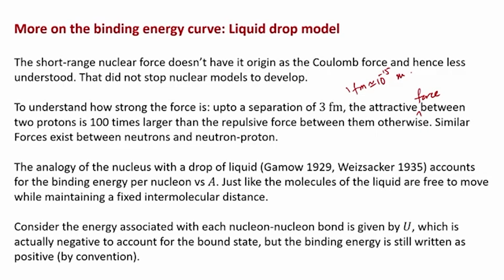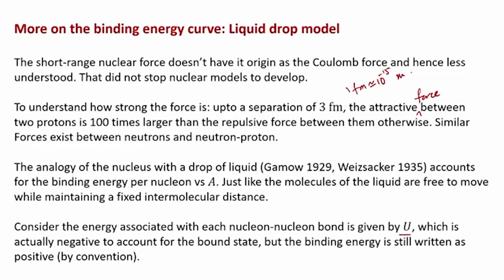So, consider that the energy associated with each nucleon-nucleon bond is given by some u. This u is actually negative, because it is a binding energy, a bound state energy, so it has to be negative. But when this is quoted as a binding energy, which is what we have seen, we quote the binding energy to be positive. So when it is talked about in terms of binding energy, of course we do not talk about this energy as negative, rather we quote positive values.